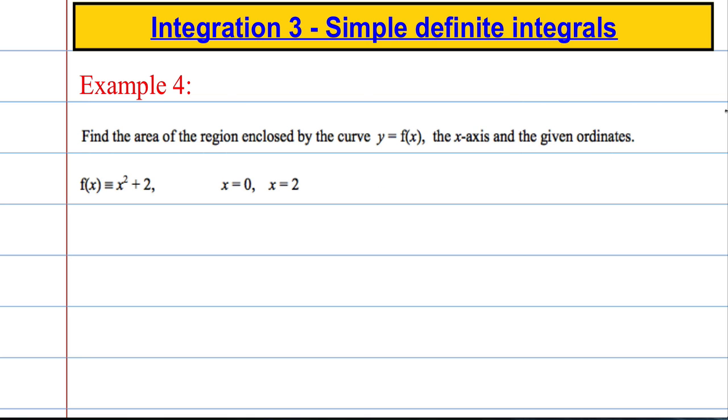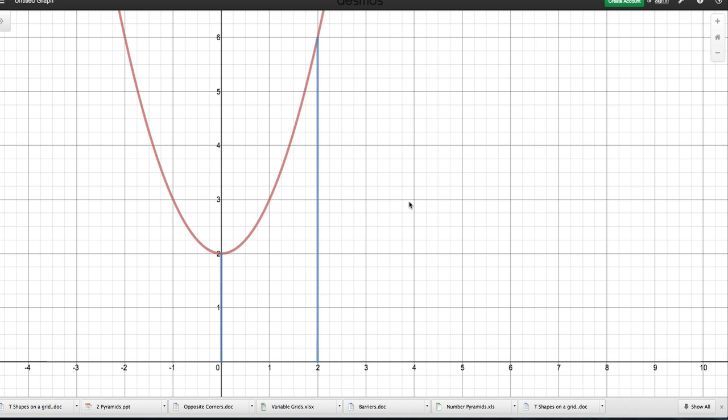So if I want to find the area trapped beneath the curve when x equals 0 and x equals 2, in fact, let's draw up this function so we can see it on Desmos. Okay, so here's what we have here. This is the function x squared plus 2, and we want to know what is the area trapped beneath the curve when x equals 0 and when x equals 2.